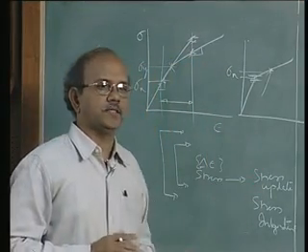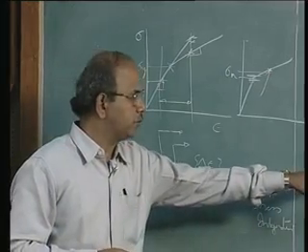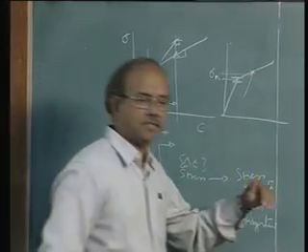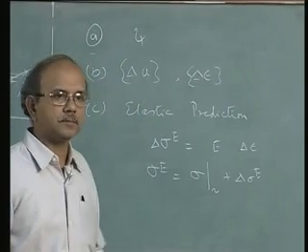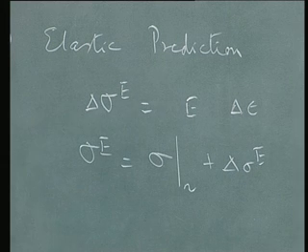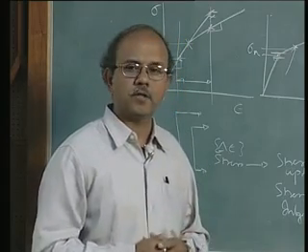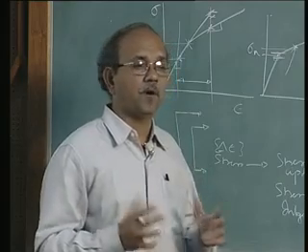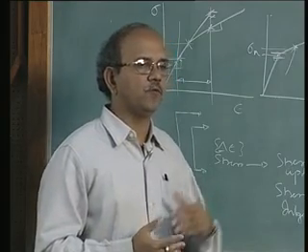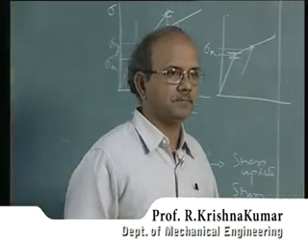Now, so these are the four cases. So in order to handle these four cases, what we do is to have an elastic prediction like this. That will settle where we stand in one of these four cases. Let us see what we have to do when we get into one of these four cases. Of course, the problem is very simple if we go from elastic to elastic. It's not a problem at all.